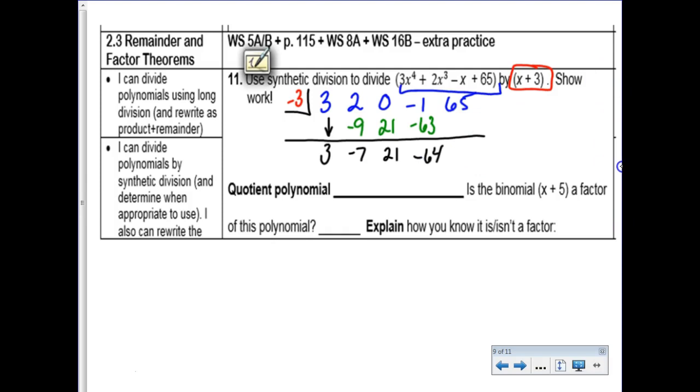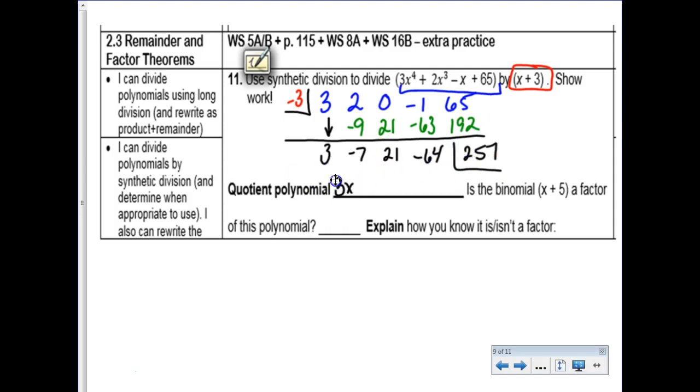What's that number going to be? 257? No, that's not right. Was it? 192. Thank you. The answer is 257. Gotcha. So this guy down here, the remainder is 257. So the quotient polynomial is, these are the coefficients to it.